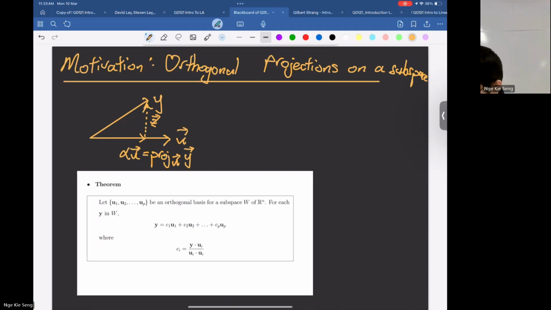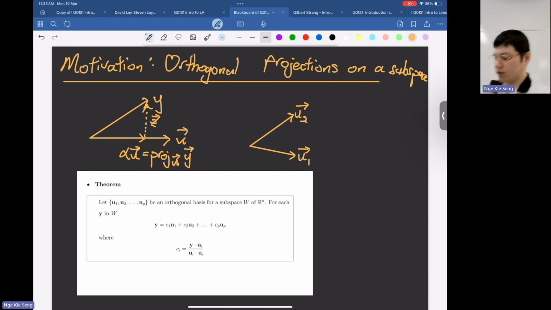But now, what we're going to do is we have a space spanned by potentially more than one u. Maybe there are two u's here, u1 and u2. And then we have y again. Let me make this y into a blue line here. And what we're going to do is project this y onto the plane spanned by u1 and u2.